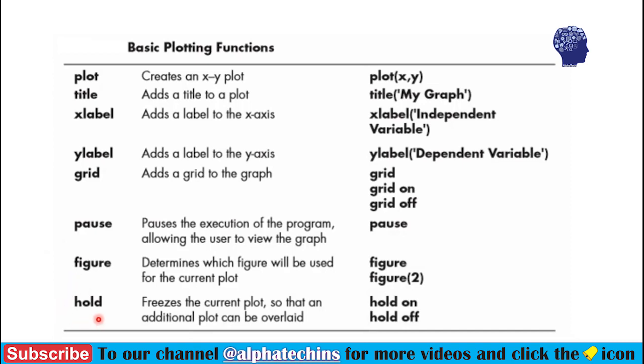And the last one is the hold function, that freezes the current plot so that you can add additional plots to it. This function is used when you have to show multiple plots on the same graph. For example, if you want to plot sine and cosine on the same graph, you have to use hold first and then plot the cosine function. The syntax is hold on, and when you are done you can use the hold off command also. Now let's see how you can use all these functions when you are plotting a graph.